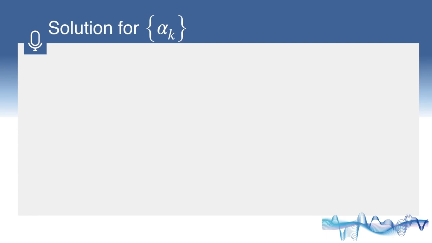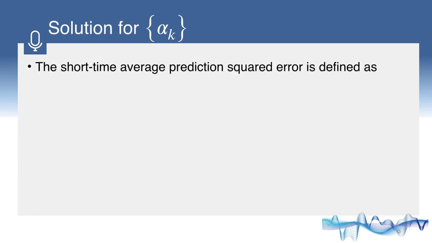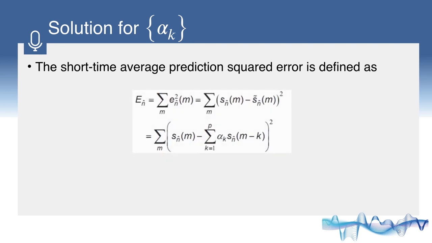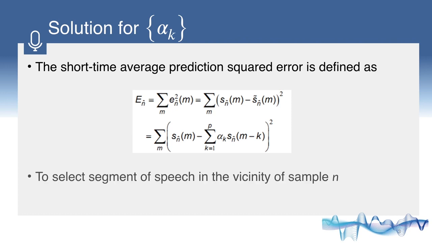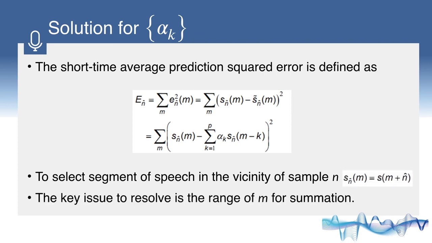How to compute linear prediction coefficients, alpha k? Firstly, we define the short-time average prediction squared error as E_n. We can compute E_n by selecting a segment of speech in the vicinity of sample n. The key issue to resolve is the range of m for summation. Different selection of the range of m leads to different kinds of algorithms, which will be mentioned later.